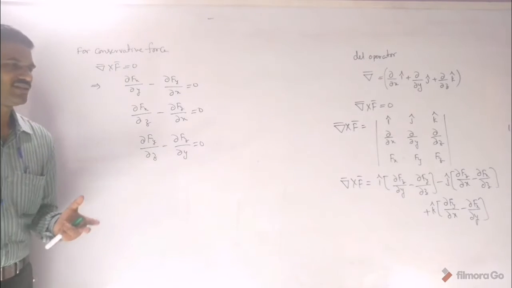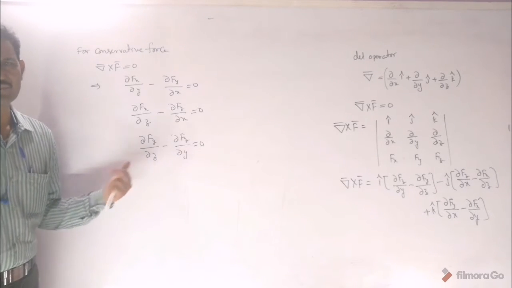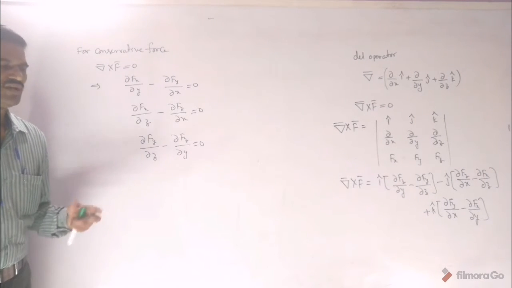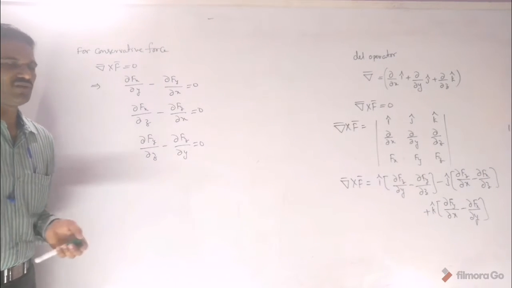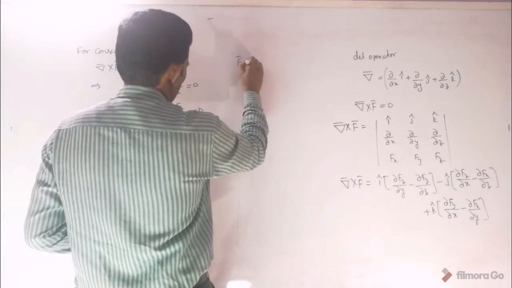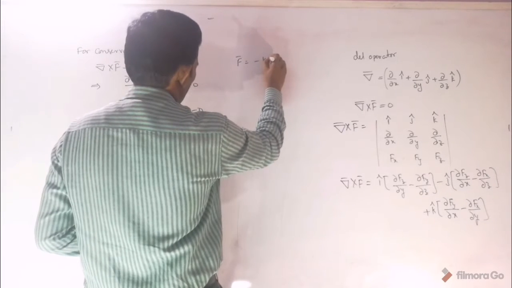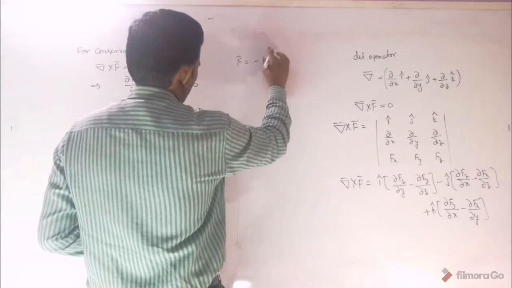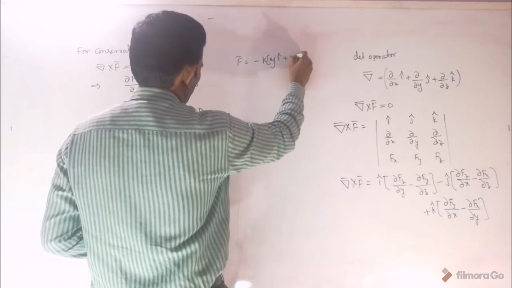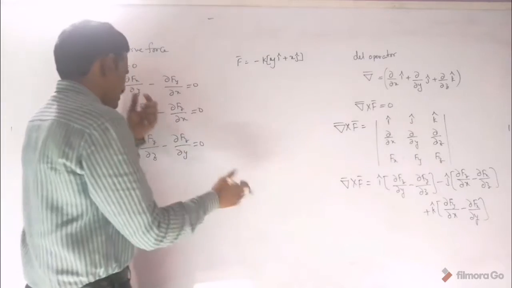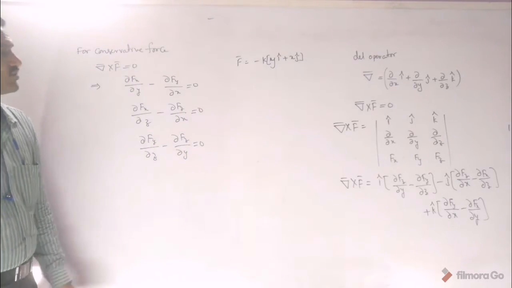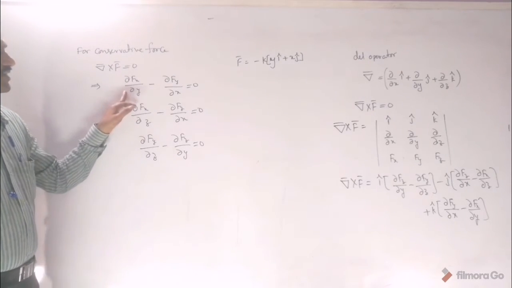So otherwise, this is another method. If you are getting confusion in that, you may follow this method to find whether it is conservative or non-conservative. For example, the previous one you can also verify this. Previously, what we considered is our force F bar is equal to minus k of y i cap plus x j cap, right? So k is a constant, you can take it out, and because it is a constant, it has no importance in this. So first I am verifying this here.